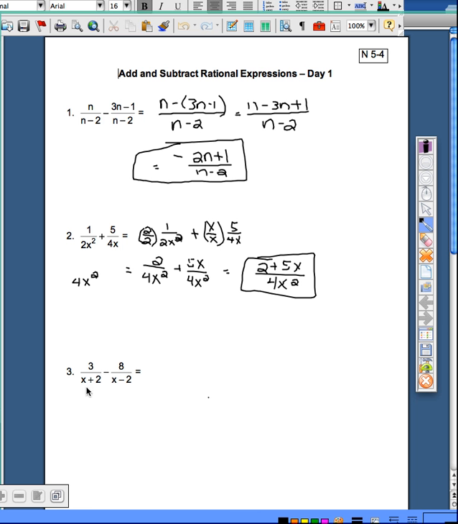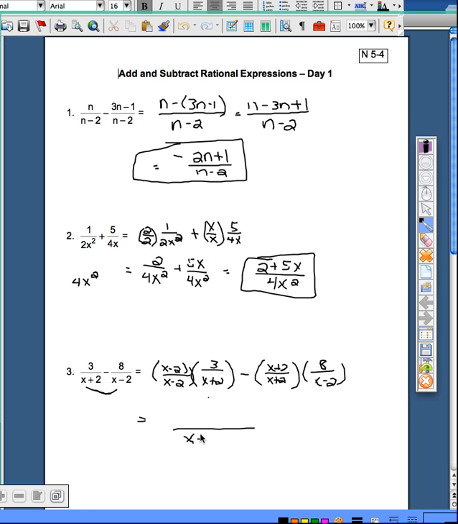In this, we can multiply these two denominators together to get our common denominator, which means we have to multiply the first one by x minus 2 over x minus 2. And the second one by x plus 2 over x plus 2. Okay. Then our common denominator is x plus 2 times x minus 2.